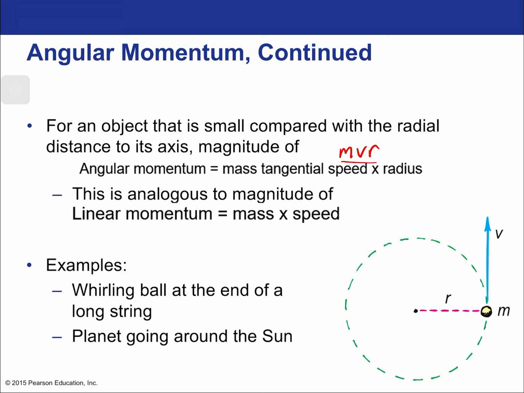Again, rotational motion is a little bit more complex, right? So whirling a ball at the end of a long string or planets going around the sun work very well to describe angular momentum as mvr. Okay? What's nice about that is we don't have to worry about the moment of inertia. Notice there's no I here. And we don't even have to worry about omega, the rotational speed. We just have mvr. Rather easy things to calculate and understand.